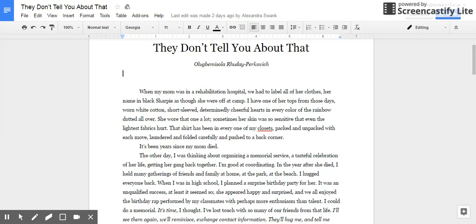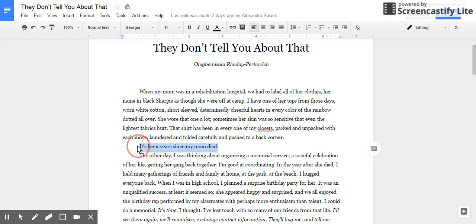So when my mom was in a rehabilitation hospital, we had to label all of her clothes, her name in black Sharpie as though she were off at camp. I have one of her tops from those days, worn white cotton short sleeve, determinedly cheerful hearts in every color of the rainbow dotted all over. She wore that one a lot. Sometimes her skin was so sensitive that even the lightest fabrics hurt. That shirt has been in every one of my closets, packed and unpacked with each move, laundered and folded carefully, and pushed to the back corner. It's been years since my mom died.